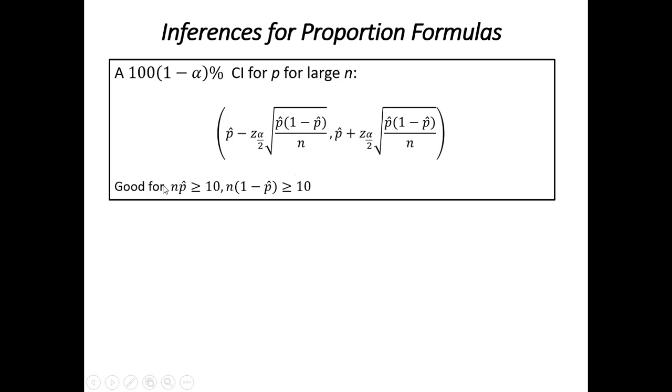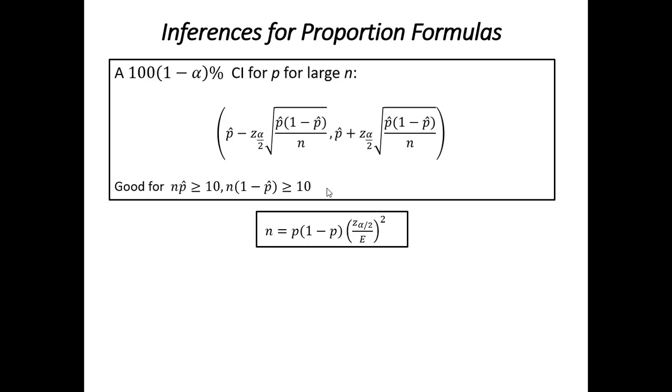And one should check that n times p hat is greater than or equal to 10, as well as n times 1 minus p hat is greater than or equal to 10. Because these are conditions that make the normal distribution really a good approximation for a binomial distribution. And we have a random variable here that is actually a binomial random variable. But we do this to sort of convert this so that we could take advantage of the normal distribution.